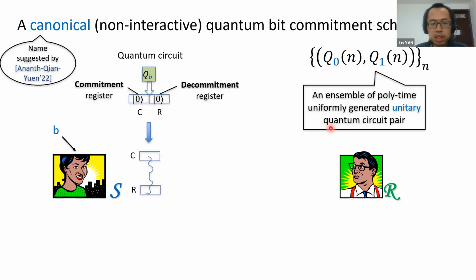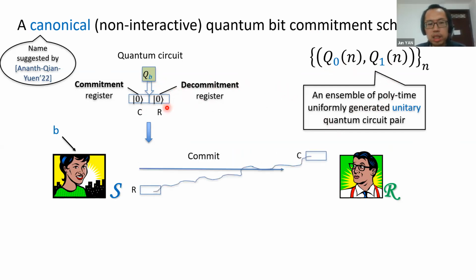Oh, sorry. I have not talked about the canonical QBC, so let me introduce it in greater detail. They can be represented by Q0, Q1, an ensemble of polynomial time, uniformly generated unitary quantum circuit pairs. To commit a bit B, we perform QB on C and R that are initialized in all 0 qubits.